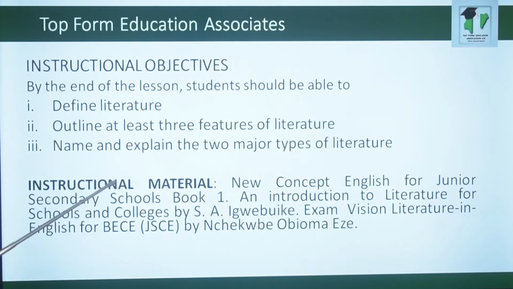The instructional materials we use in this lesson are: 1. New Concept English for Junior Secondary School, Book 1. Again, An Introduction to Literature for Schools and Colleges by S.A. Igwebike. And 3. Exam Vision Literature in English for BESE and JSCE by Chekwube Obioma Eze.